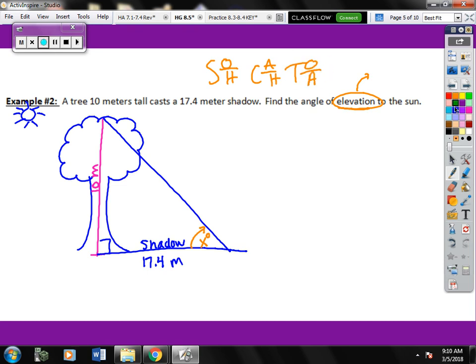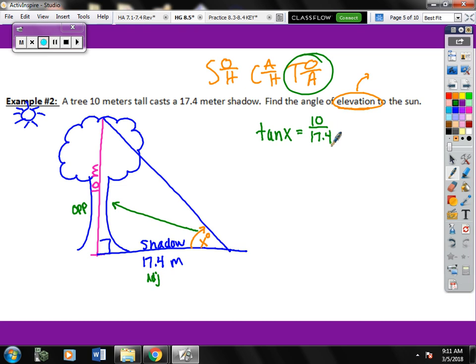Which trig function am I using? Sine, cosine, or tangent? Maddie? Tangent. Based on this being my angle, this is my opposite side, and this would be my adjacent side. O and A, tangent. Okay? So we'd have tangent of x equals 10 divided by 17.4.